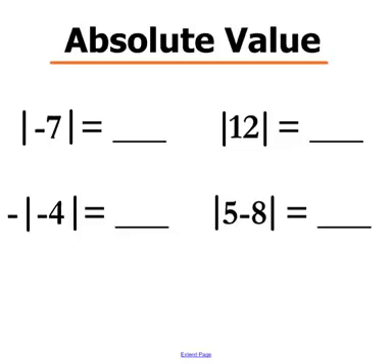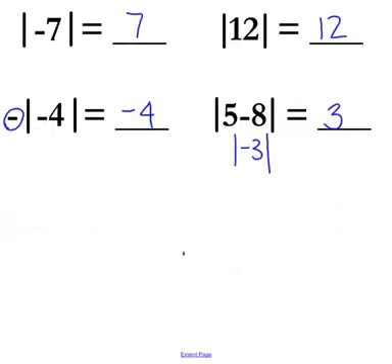So the absolute value of -7 is 7, the absolute value of 12 is positive 12. Absolute value of -4, and this little negative outside says take the opposite of the absolute value of -4, which is -4, because the absolute value of -4 is 4. 5 minus 8 would be the absolute value of -3, which is 3. What is absolute value? If you remember how we defined it last year, we defined it as distance from 0 on the number line. And this will go in your notes.